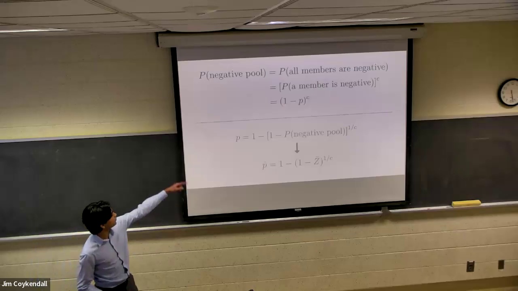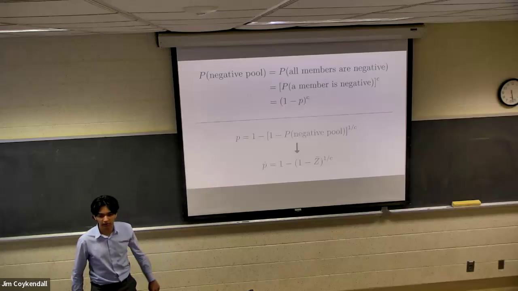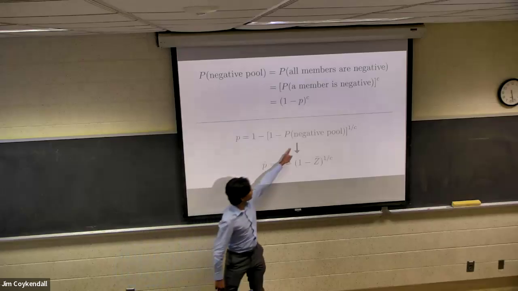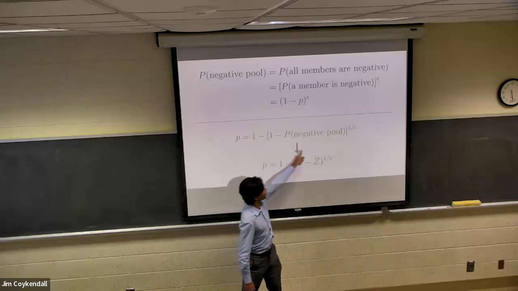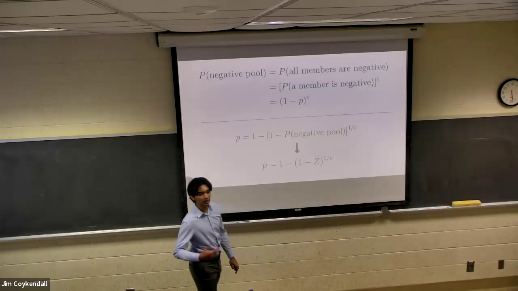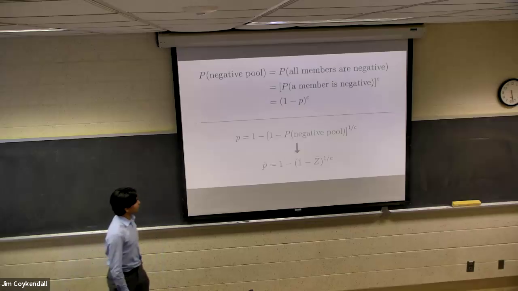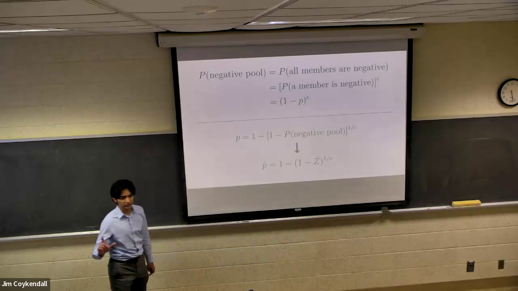So just some simple algebra later, I express P in terms of the probability of a negative pool, and I get this relationship. But we don't know the probability of a negative pool, and we don't know P. We want to estimate P. We don't know the probability of a negative pool. So we use our sample, use a sample estimate. So we just take the sample average of all of our pool statuses.